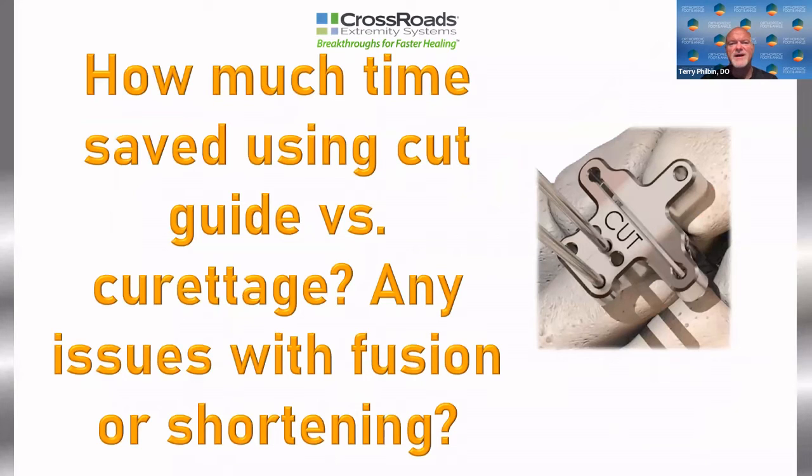All right. So next question is, how much time savings do you get using the cut guide versus traditional measures of curettage or what have you? And any issues with fusion or shortening? Like, do you take out too much bone with one versus the other? Yeah, I do think it's probably a quarter of the amount of time to use a cut guide versus the usual curettage and debridement and then drilling the joint.